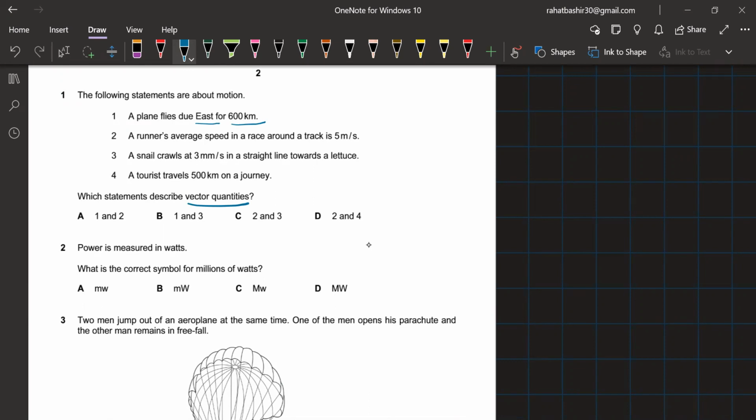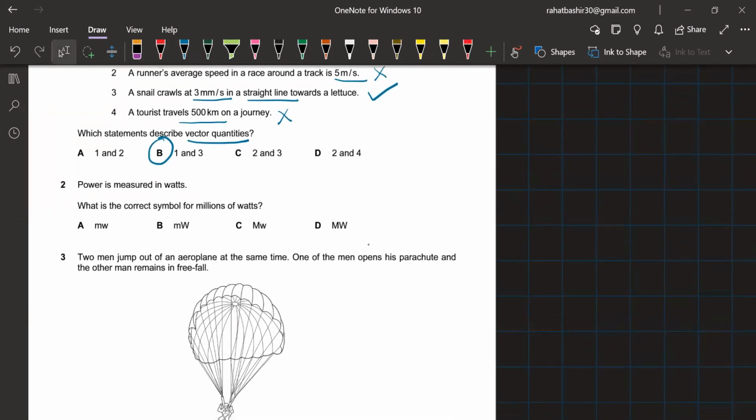Number 2, a runner's average speed in a race is about 5 meters per second. So just the magnitude. Number 3, a snail crawls at 3 millimeter per second in a straight line towards a lettuce. Both the magnitude and the direction. Number 4, a tourist travels 500 kilometers on a journey. So just the magnitude. So the correct answer is 1 and 3, which is B.